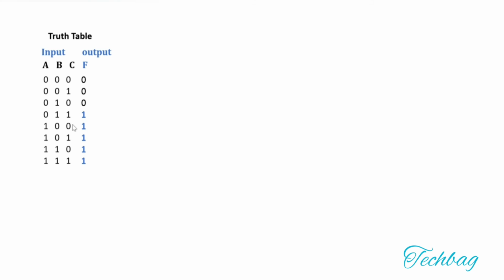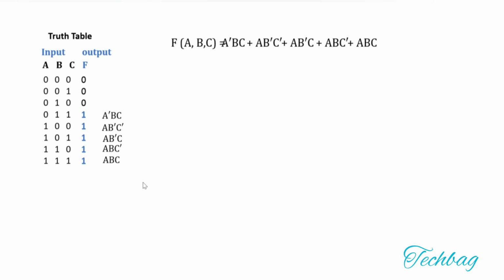So next write the corresponding min term. This is 0, 1, 1, A complement BC. Next 1, 0, 0, A, B complement C complement. 1, 0, 1, A, B complement C. 1, 1, 0, A, B, C complement. 1, 1, 1, A, B, C. So these are all the min terms. Next you have to take a logical sum of these min terms to write the sum of product expression. So f is equal to the sum of these min terms. Okay, this is in canonical sum of product.